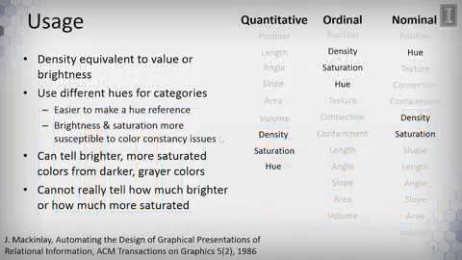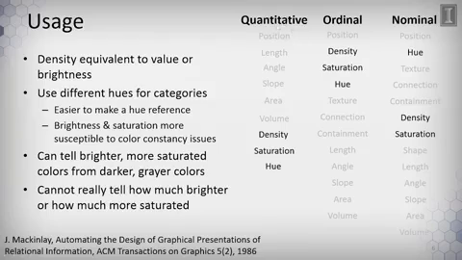So the recommended usage: you don't want to use colors to represent quantitative variables when you want to measure the difference between neighboring values in a visualization. It is a good indication. We can use density to represent brightness or value, and then we have saturation and hue.